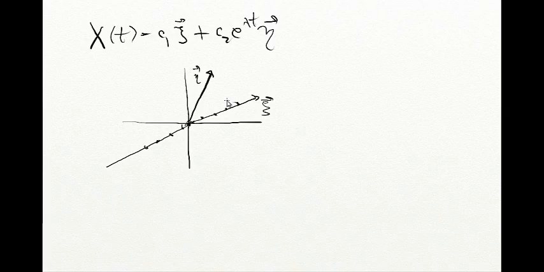Now what happens when c2 is not 0? So then we take a point here, c1 xc, and add to it c2 e to the lambda t eta, and t varies from minus infinity to infinity, and so we're going to get a line parallel to eta, actually like that. And let's assume that lambda is positive. Then we're going to get that line.